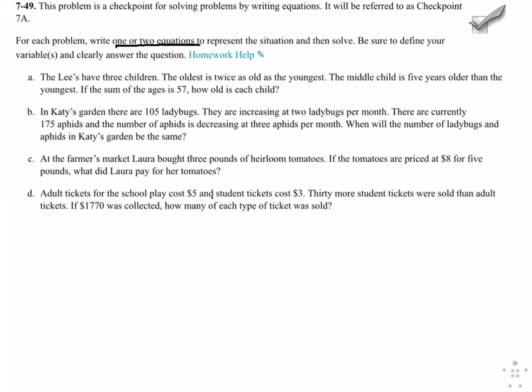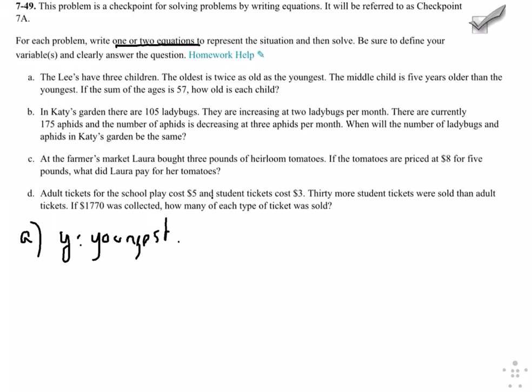So for A, the Lees have 3 children. The oldest is twice as old as the youngest. The middle child is 5 years older than the youngest. If the sum of the ages is 57, how old is each? So I'm going to abbreviate. Let Y be the youngest child, right?